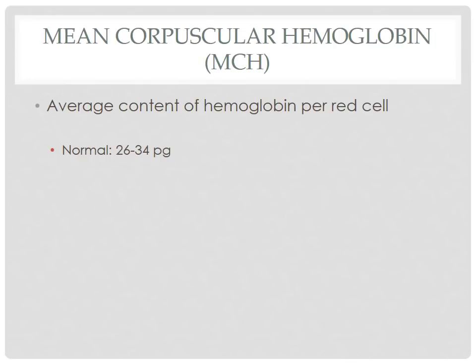Mean corpuscular hemoglobin, or MCH. This test is used to look at the average content of hemoglobin per red cell. So this is per single cell. And the normal range for this is 26 to 34 picograms.